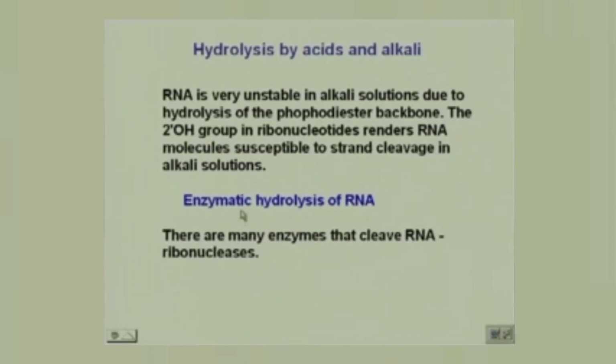And we already considered the enzymatic hydrolysis of RNA, where there are ribonucleases that are going to cleave RNA in a similar fashion, but in this case it is going to be the histidines that are important in the cleavage mechanism, whereas in an alkali solution, it is going to be your OH minus that attacks the 2 prime OH, which it cannot do in the case of DNA because it is absent.